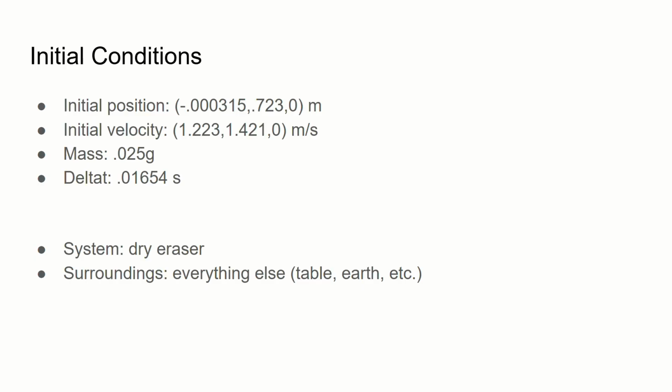So these are the initial positions and velocity. The mass of the dry eraser was 0.025 grams, the delta T was 0.01654 seconds, the system was the dry eraser, and the surroundings was everything else.